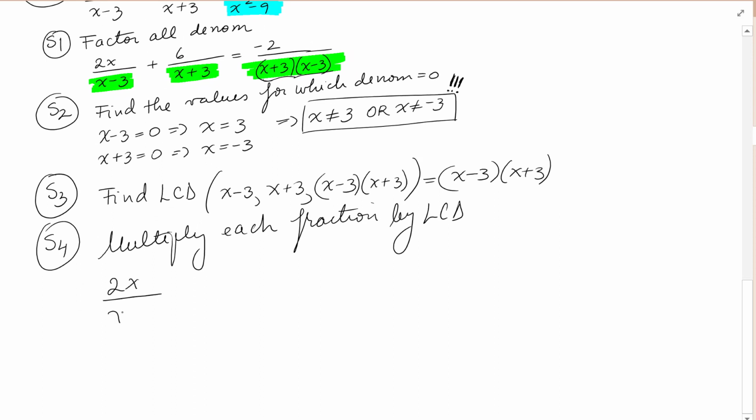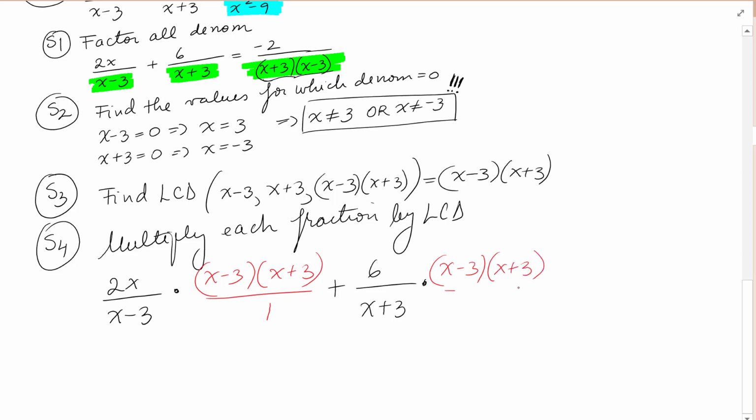So then our fractions are going to be 2x over x minus 3 times x minus 3 times x plus 3 over 1. The one I write in red is our LCD that we are multiplying every fraction with. 6 over x plus 3 times x minus 3 times x plus 3 over 1 equals, the last term is negative 2 over x plus 3, x minus 3, and we are going to multiply by x plus 3, x minus 3 over 1.